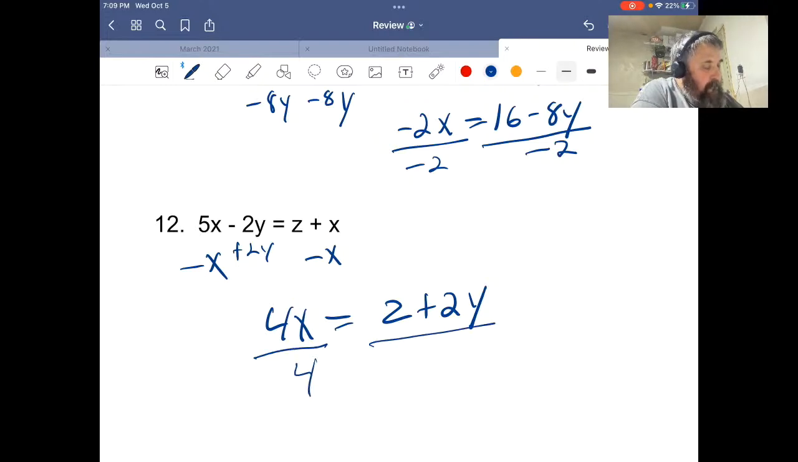Divide both sides by 4. Okay. x equals z plus 2y over 4.